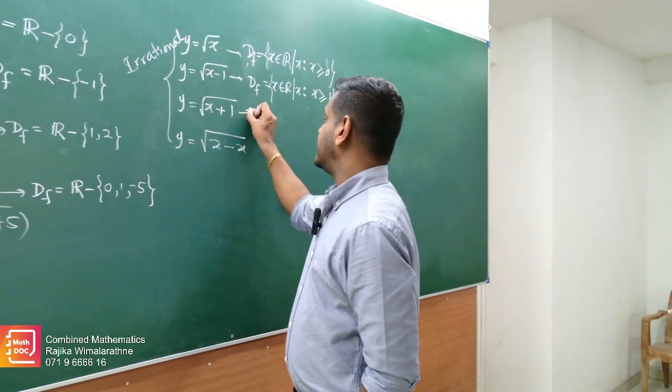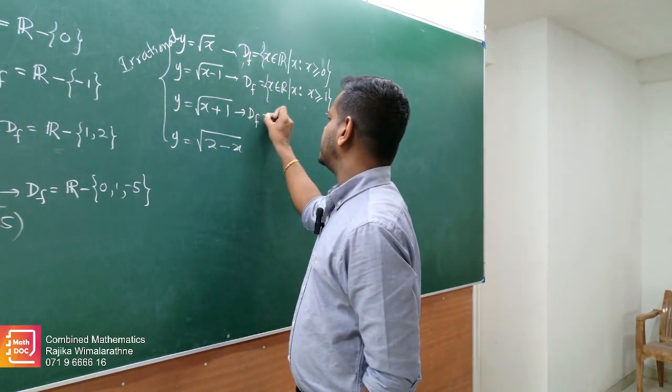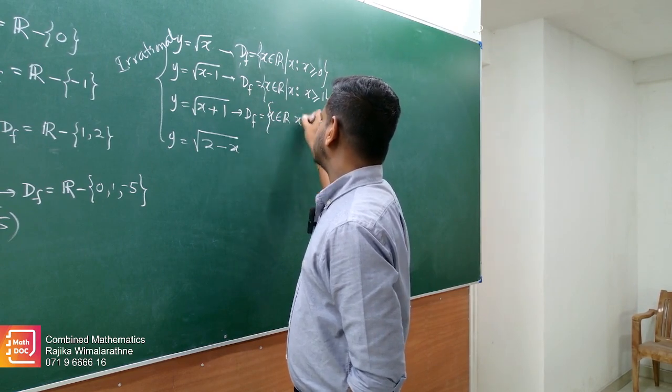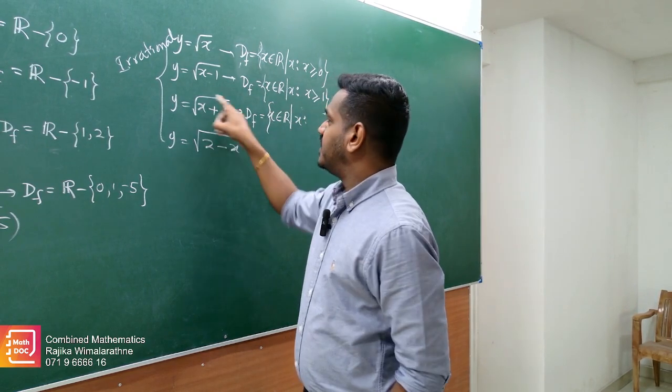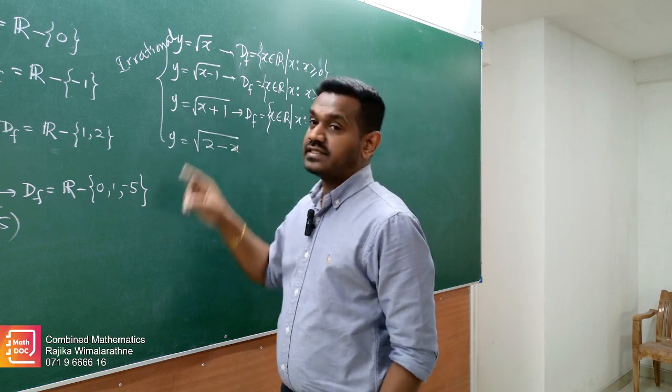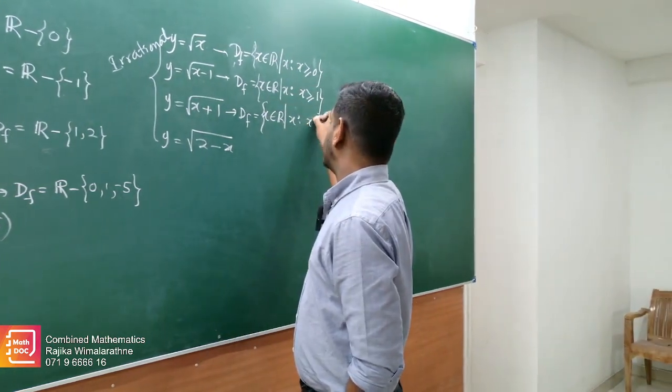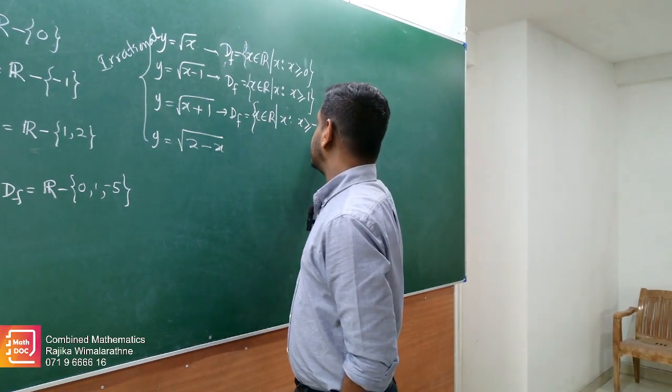Then consider here the domain: x is an element of the real set such that this value gets 0 at x equals minus 1. Therefore, x is greater than or equal to minus 1. This is the domain.